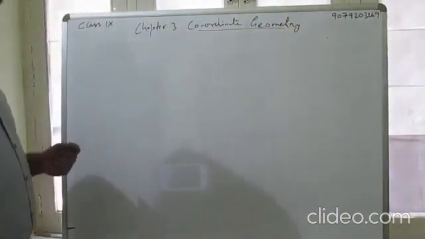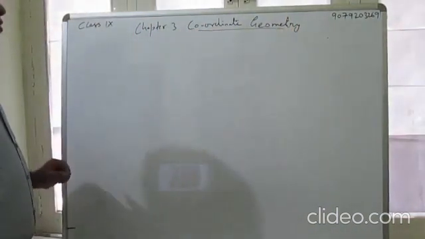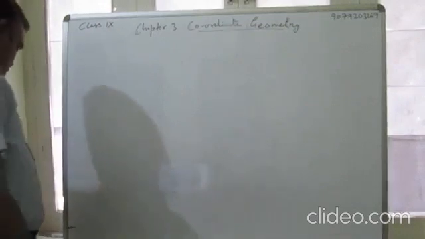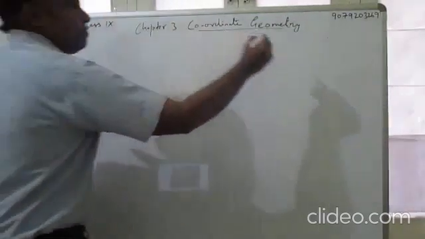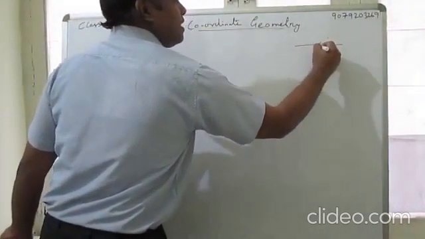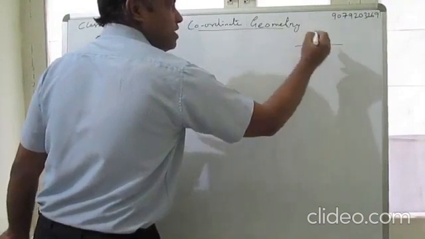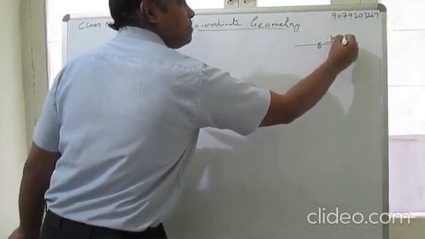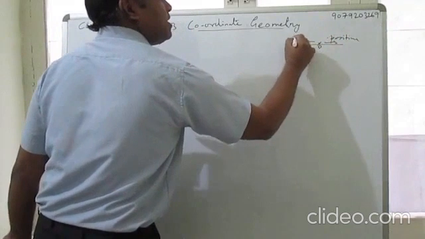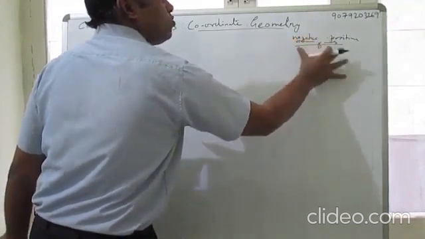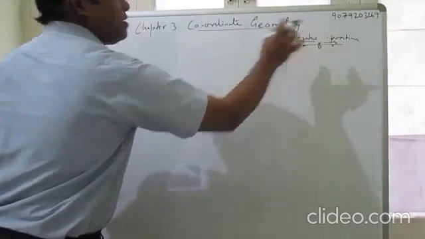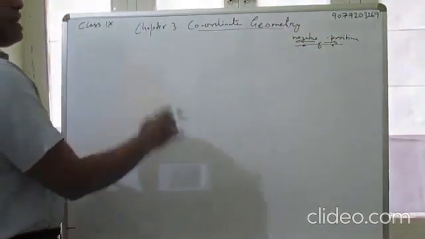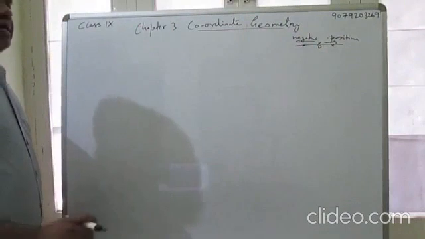To locate a point on the number line, we know how to locate a point on the number line. We take O as the origin, and from here the distance is positive and from here negative. This is any point on the number line. Now today we will describe the position of the point in a plane.